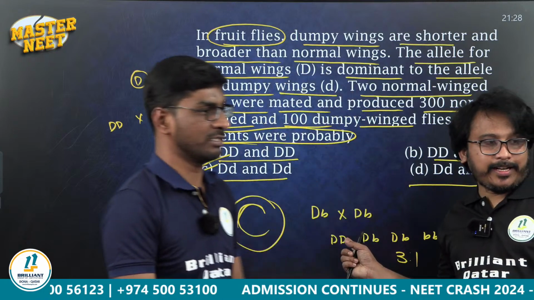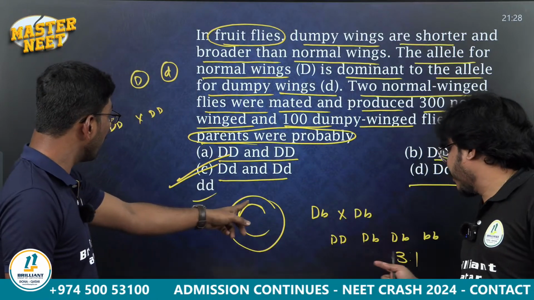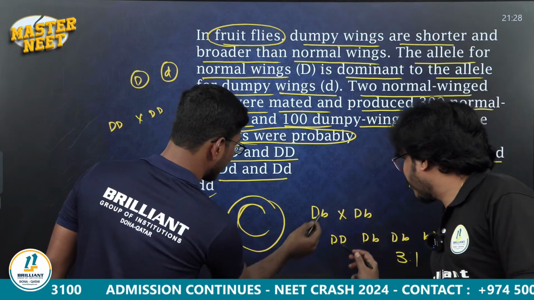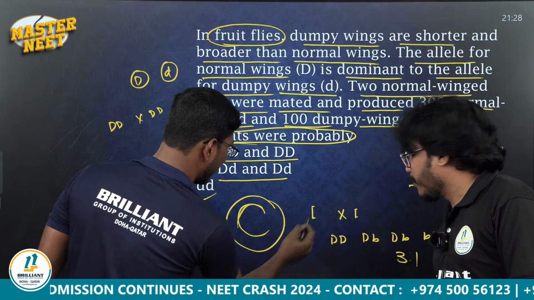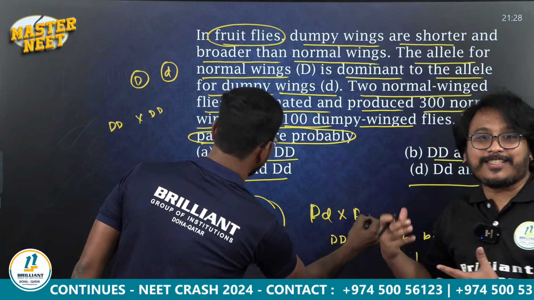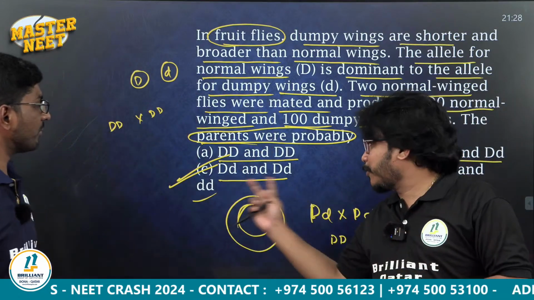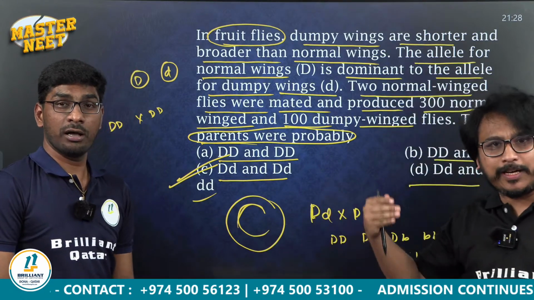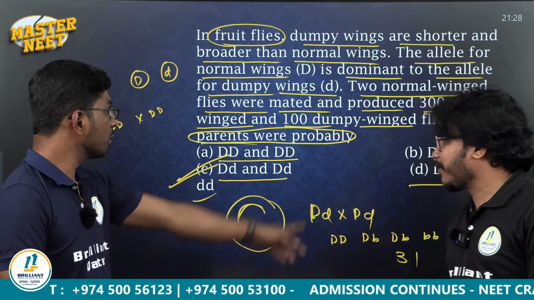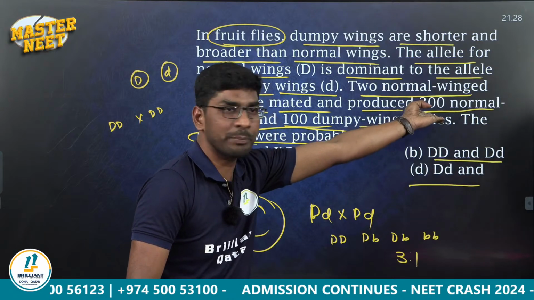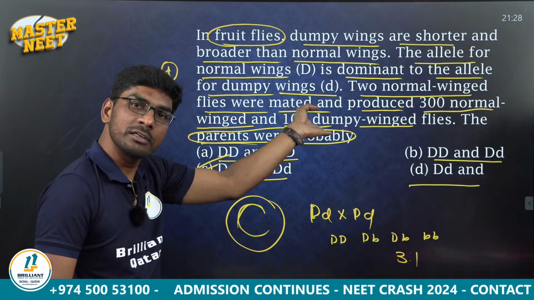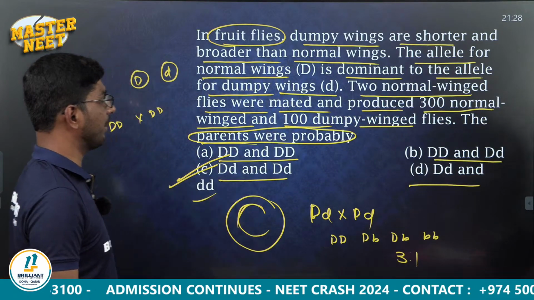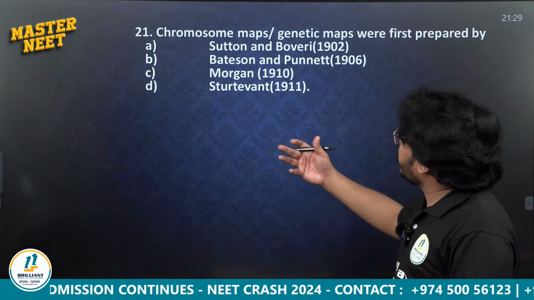Yes. Capital D, small d. You got my point, right, beta? Capital D small d, capital D small d. Double heterozygous when they are crossing. Both in the heterozygous condition, it will surely give a 3:1 ratio. The 300 given is 75%, and the 100 is 25%. Next question.